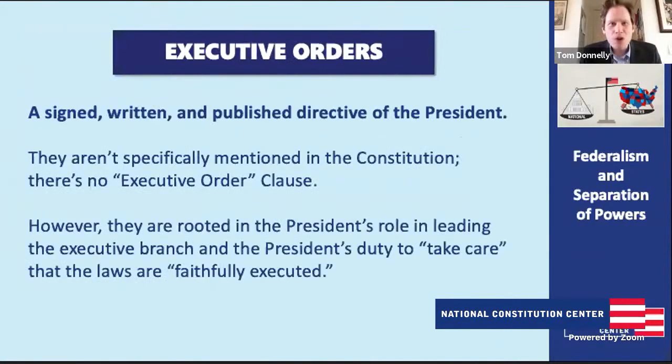Yeah, so executive orders, just a way to understand them. They're just pieces of paper signed by the president. And what are they really? They're just the president telling other people what to do. Executive orders aren't specifically mentioned in the Constitution, but they're consistent with the president's role as the boss of the executive branch. They're consistent with the president's duty to take care that the laws are faithfully executed. And in the end, executive orders are what they sound like. They are simple ways that the president's ordering other people around.